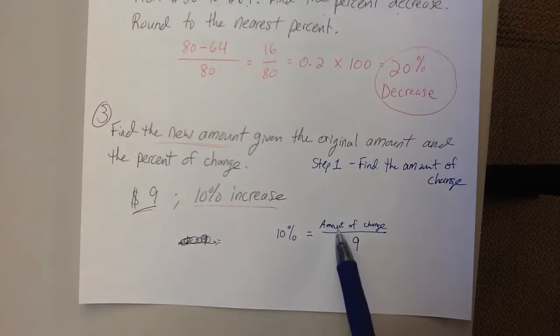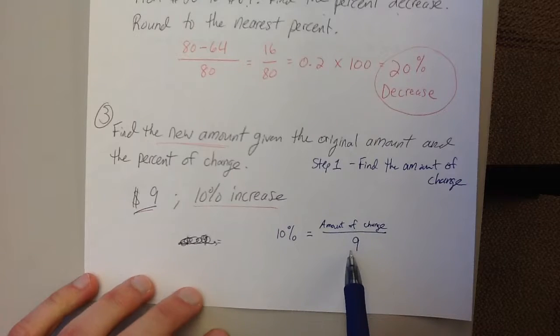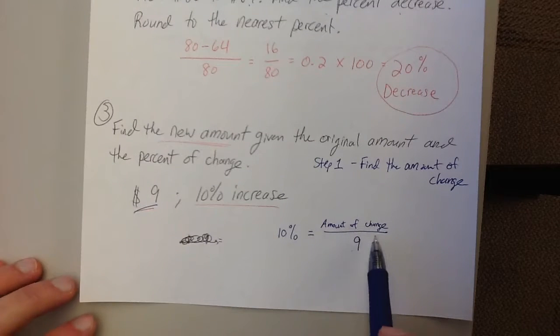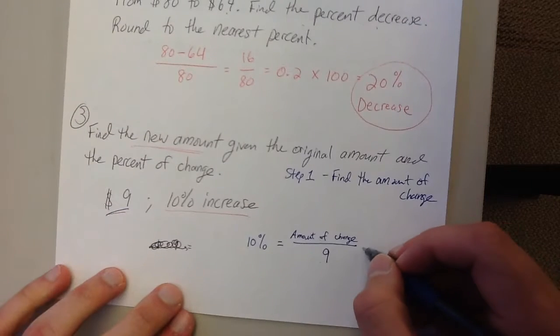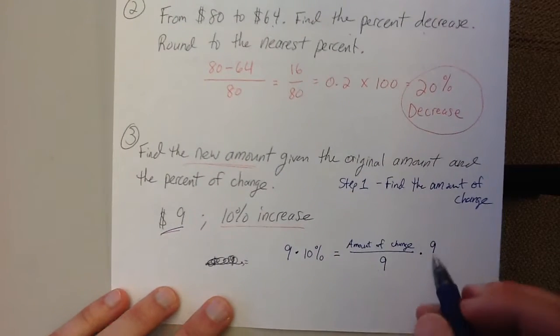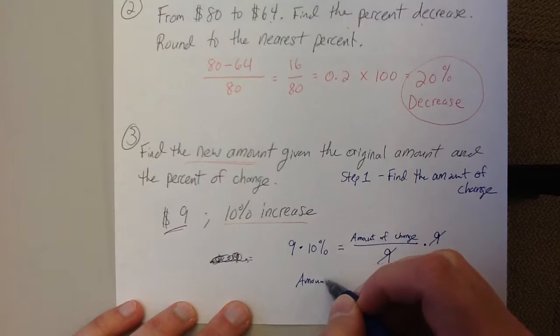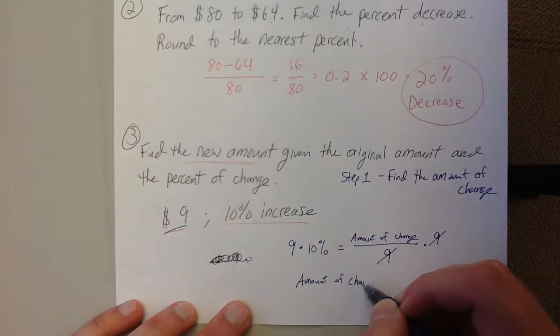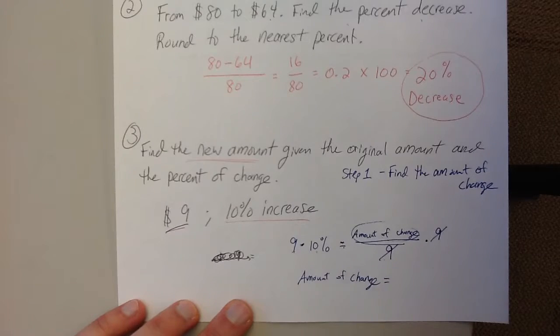Okay. So now to solve for the amount of change, I need to get the amount of change by itself. And so since I am taking the amount of change and dividing by 9, to get the amount of change by itself, I do the inverse operation of division, which is multiplication. So I need to multiply both sides of the equation by 9, so that these 9s will cancel, right? Because 9 divided by 9 is 1. So what I'm left with is that the amount of change is equal to 9 times 10%.